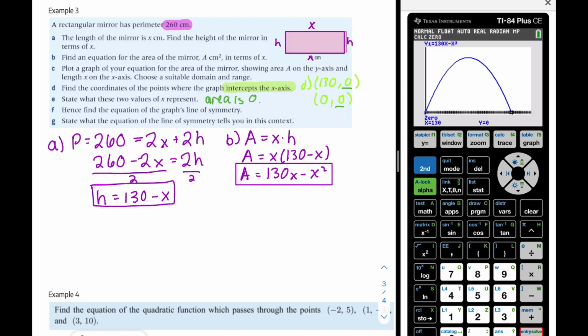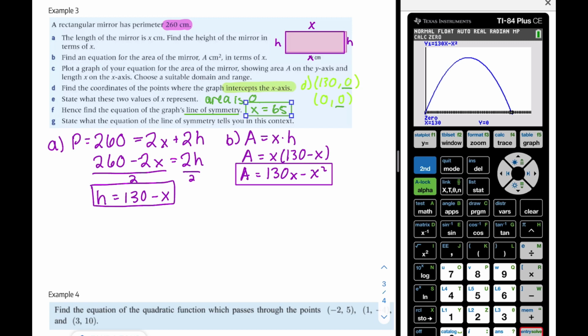Hence, find the equation of the graph's line of symmetry. The line of symmetry happens at the vertex, but it also happens exactly halfway between the two zeros. So exactly halfway between the two zeros, that's 130 divided by 2. So we would have our axis of symmetry is x is equal to 65.